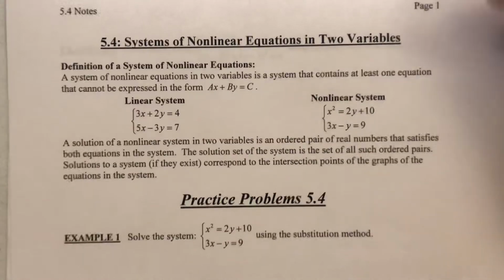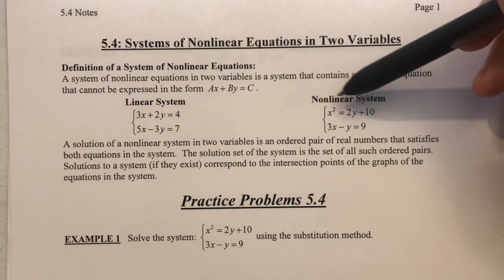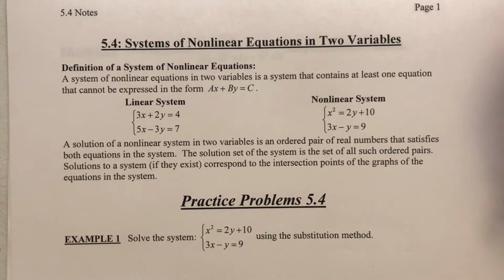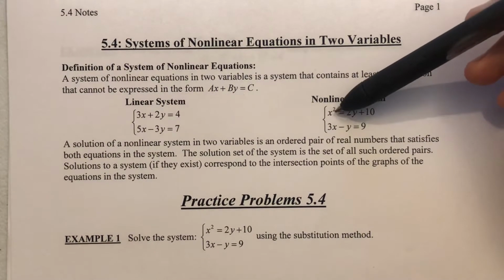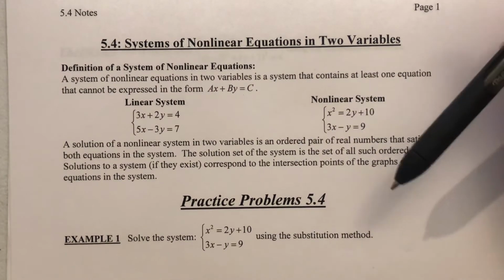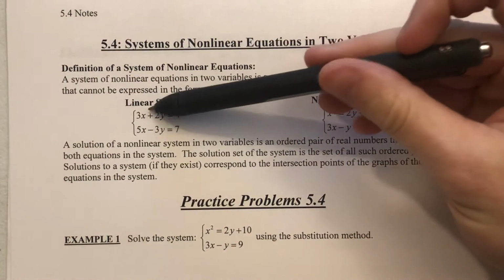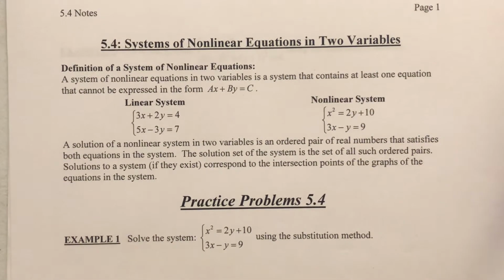So in section 5.4, we'll continue to look at systems of equations, but we will incorporate what are called nonlinear systems. A nonlinear system is where at least one, if not both, of the equations has a variable to a power. It's as simple as that. Linear equations only have variables with exponents of one. As soon as a squared or higher shows up, we're dealing with a nonlinear system.